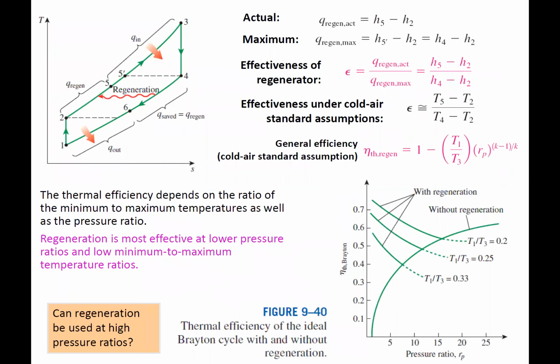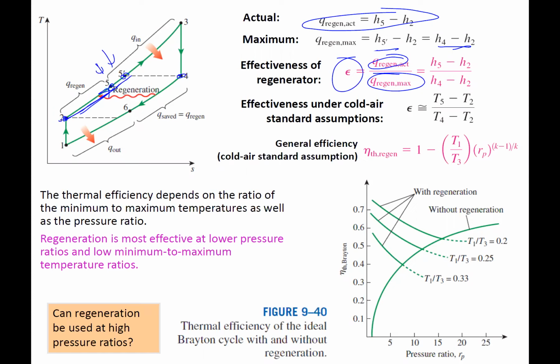And then the equations, right? Q regen is the amount of heat that's coming internally, 2 to 5, that's the actual 2 to 5. The max would be 4 to 2. So the max would be our max temperature out of that turbine, which is at 5 prime. So between that 2 and 5 prime. So we have our actual over our max, right? That's our effectiveness, how good it is. So if it's 100% effective, that state 5 would be right at state 5 prime.